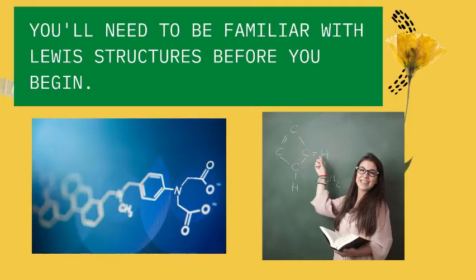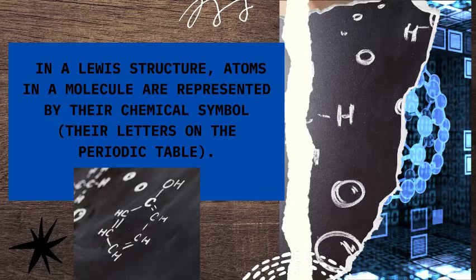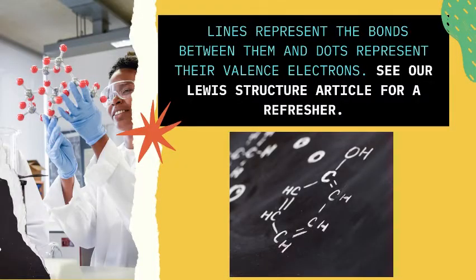You'll need to be familiar with Lewis structures before you begin. These are typically taught as part of a general chemistry course. In a Lewis structure, atoms in a molecule are represented by their chemical symbol, their letters on the periodic table. Lines represent the bonds between them and dots represent their valence electrons. See our Lewis structure article for a refresher.